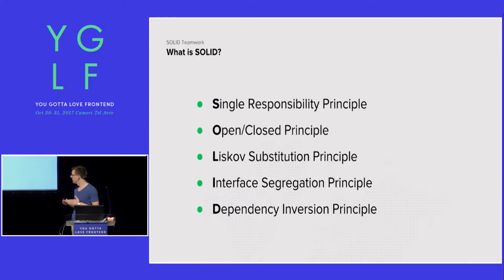Third one is the Liskov substitution principle, and it tells us that we should always be able to replace the parent class with its subtypes without affecting our application at all. Fourth one, interface segregation principle, means that generic interfaces are worse than client-specific interfaces. And the last one, dependency inversion principle, tells us that we should rely on abstractions, not on concretes.